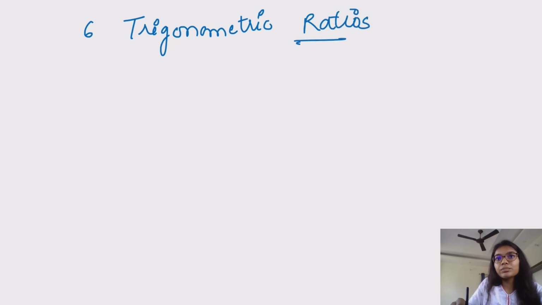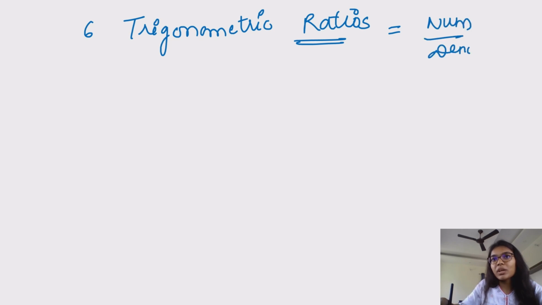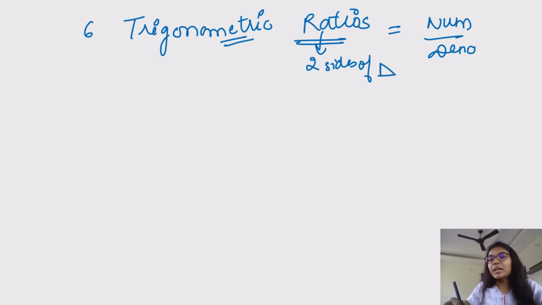Moving on, we have 6 trigonometric ratios. What do you mean by ratios? Ratio is nothing but numerator upon denominator, right? In trigonometric ratios, we have the ratio of two sides of a right angle triangle. We take the ratios of two sides. So let us discuss all the 6 trigonometric ratios.